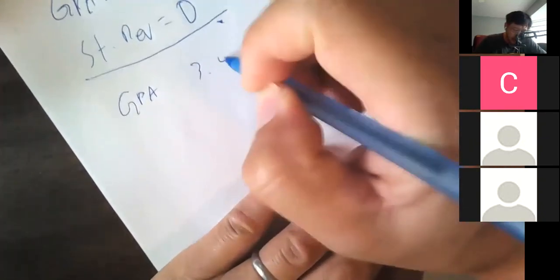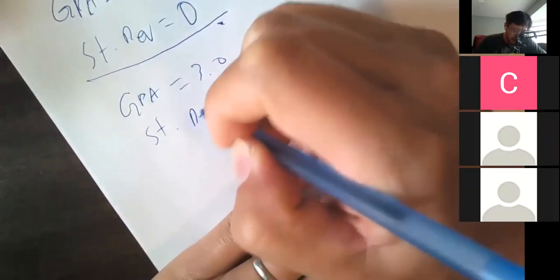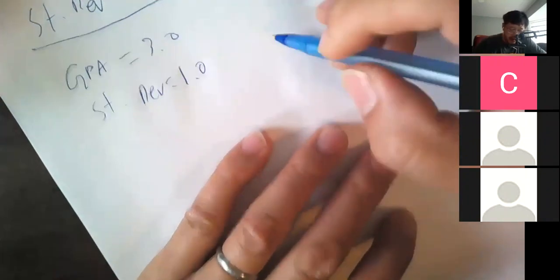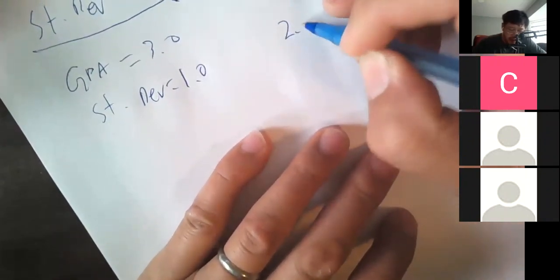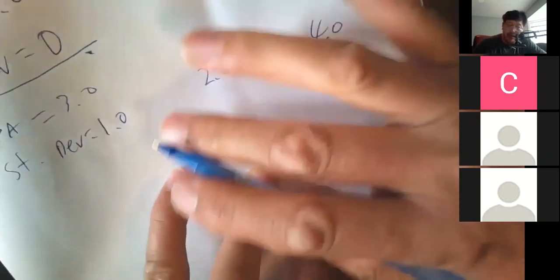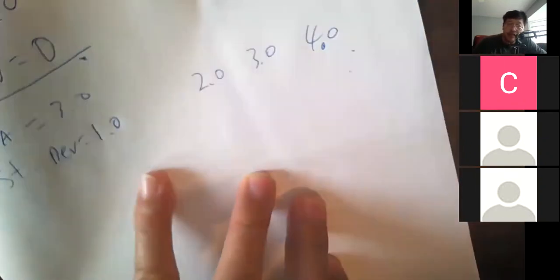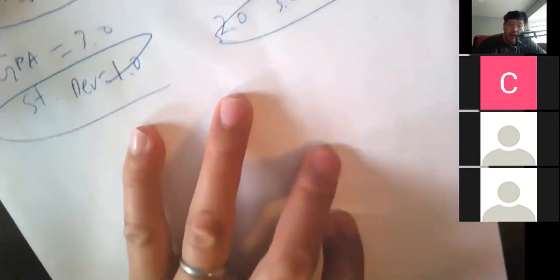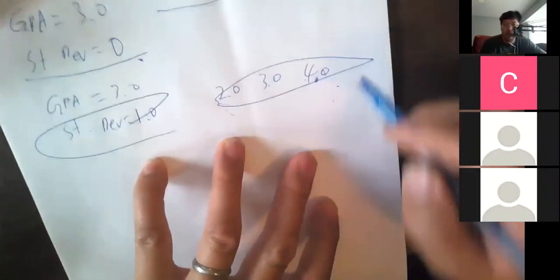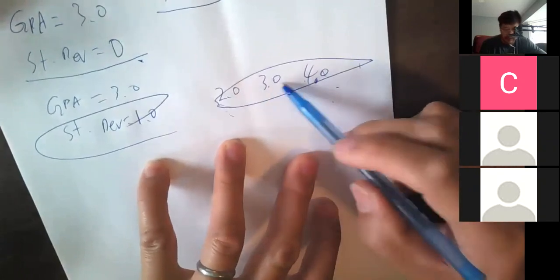If your GPA is 3.0 and your standard deviation is 1.0, that means a couple of your grades are 2.0, a couple are 3.0, a couple are 4.0 maybe. So you have a wider distribution of your grades. So this measures how widely the values vary from the average.